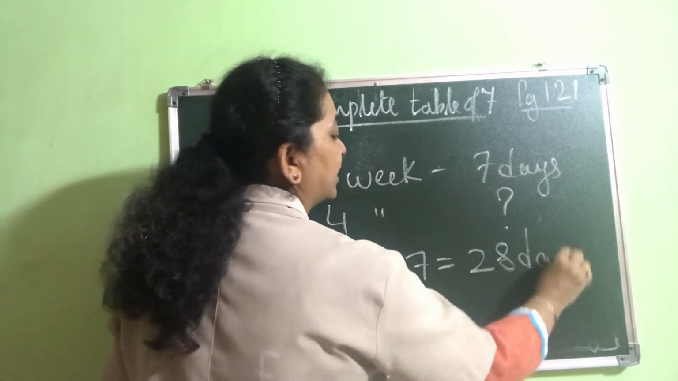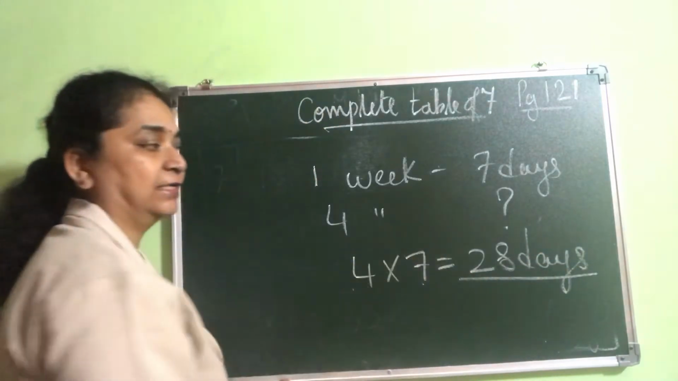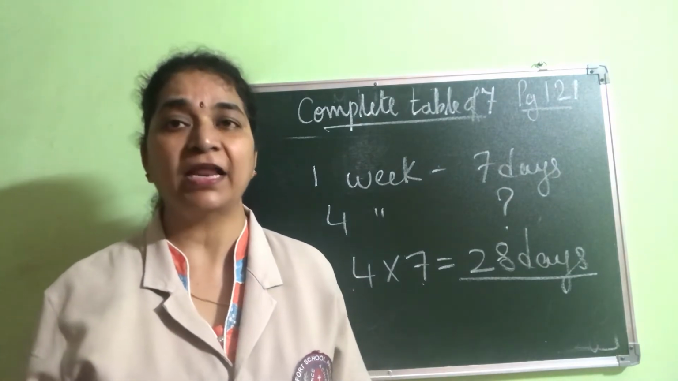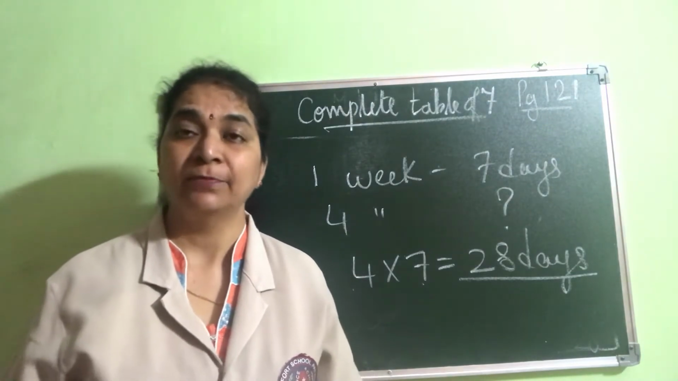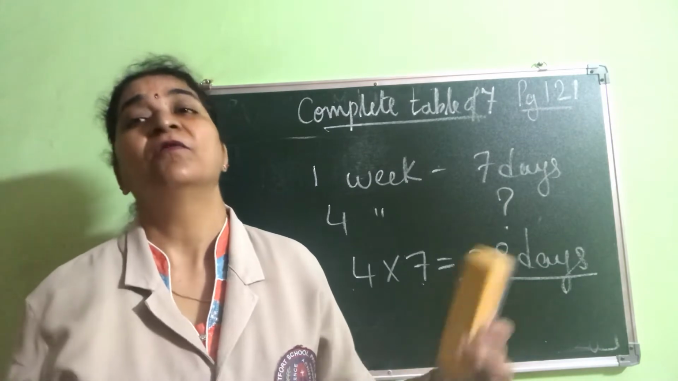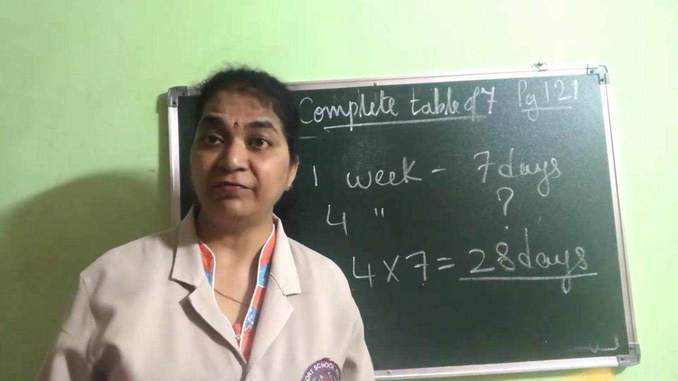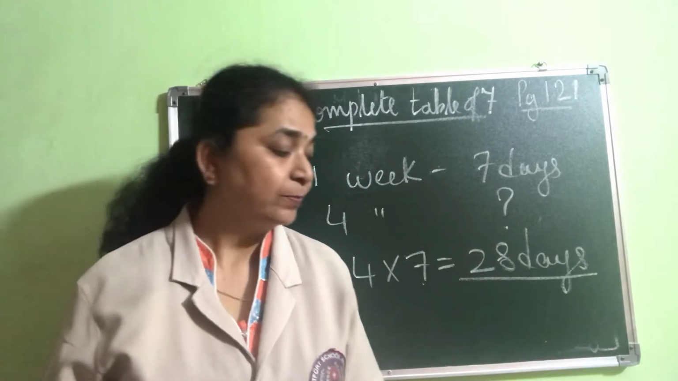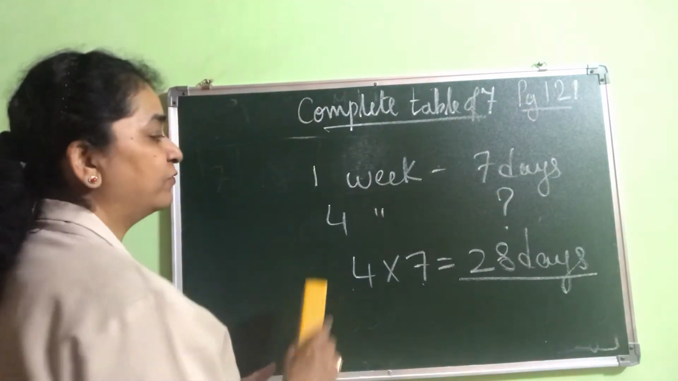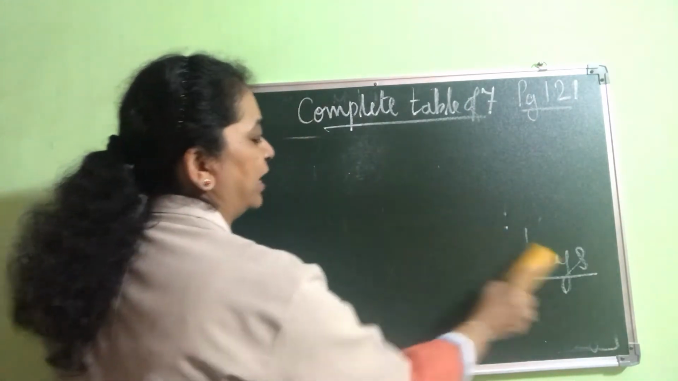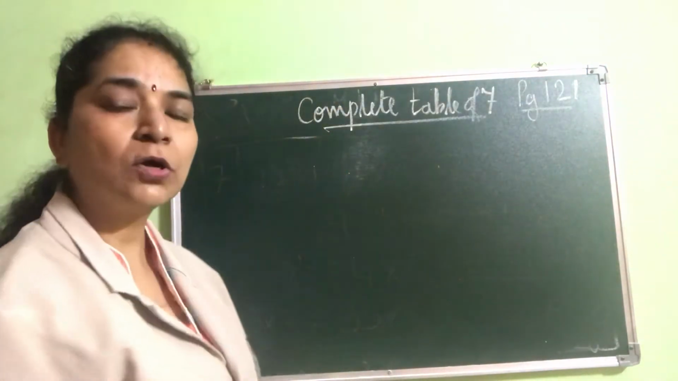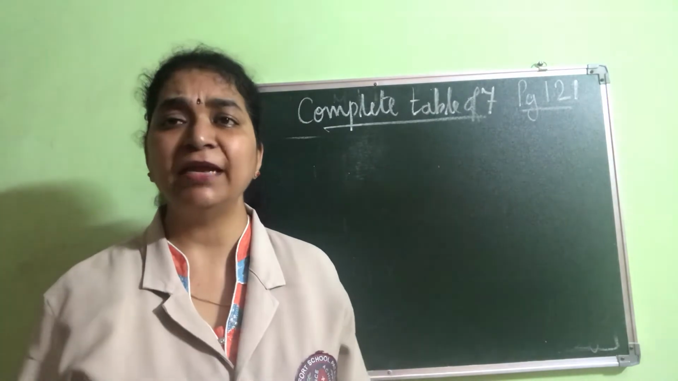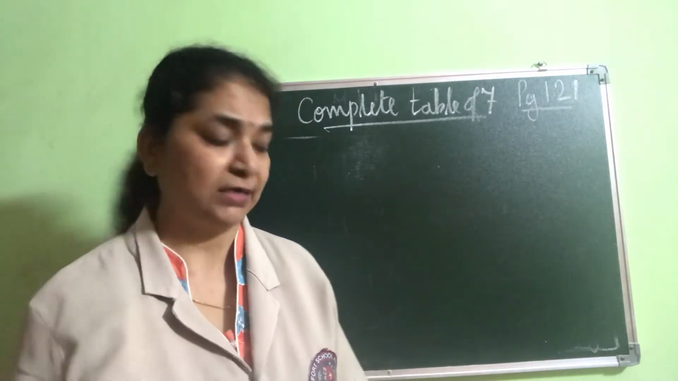So, how many days? 28 days. In 1 week, 7 days; in 4 weeks, we will have 28 days. 4 weeks, how much? We have to multiply. Then last question is given. Find the product. Product also, if you know tables, you will be able to do it very fast with no difficulty.